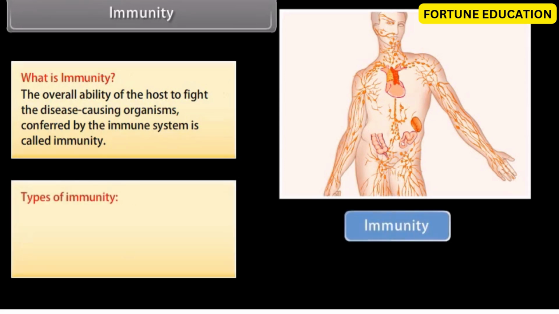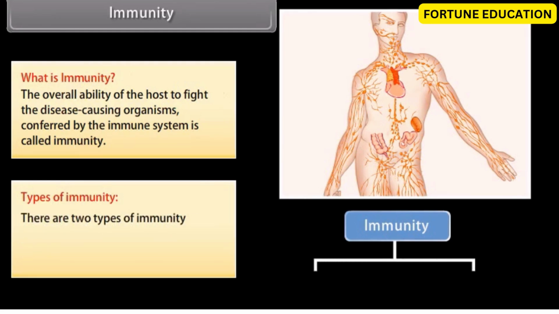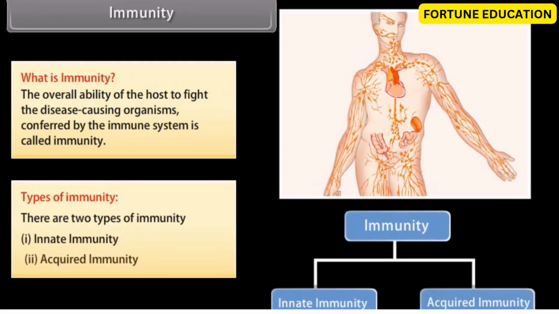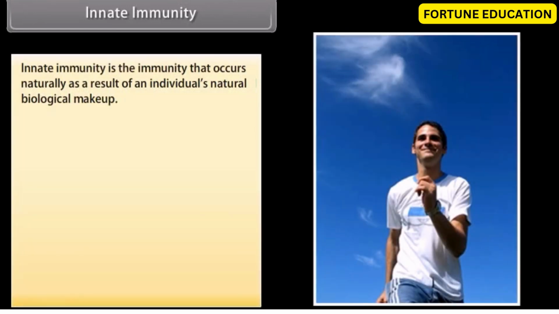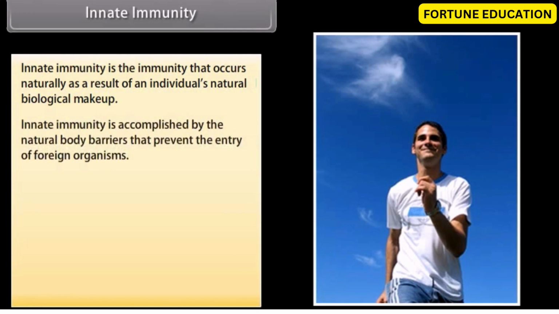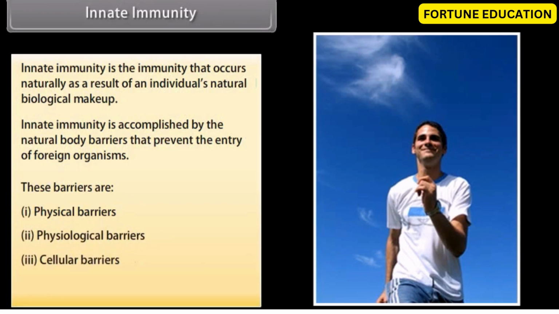Types of immunity. There are two types of immunity: innate immunity and acquired immunity. Innate immunity. Innate immunity is the immunity that occurs naturally as a result of an individual's natural biological makeup. Innate immunity is accomplished by the natural body barriers that prevent the entry of foreign organisms. These barriers are physical barriers, physiological barriers, cellular barriers, and cytokine barriers.